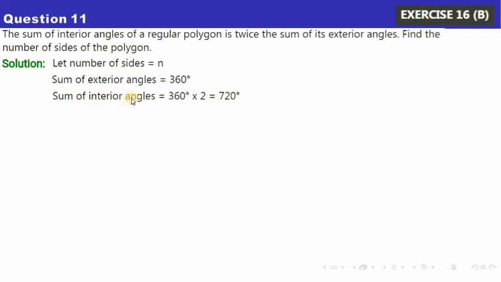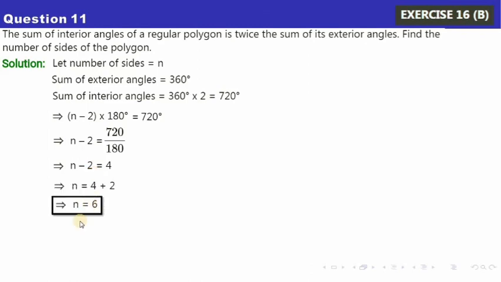Now you know what is the formula for calculating sum of interior angles? It is n minus 2 into 180 degree. So this is also the sum of the interior angles, and this is also the sum of the interior angles. From here we'll calculate the value of n, which turns out to be exactly 6. So actually what is n? N is the number of sides, and as per the question we need to find the number of sides of the polygon, which turns out to be 6 in this case. So you may pause the video and note down your solution.